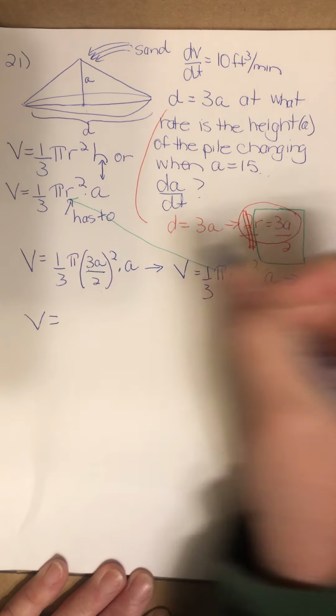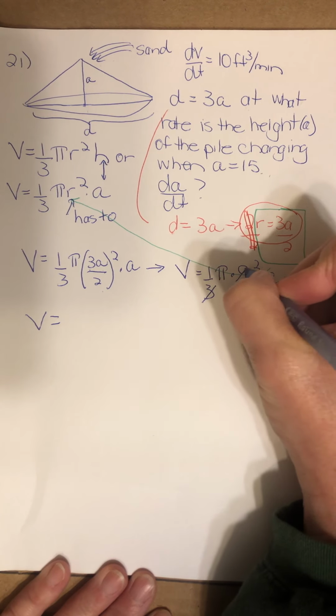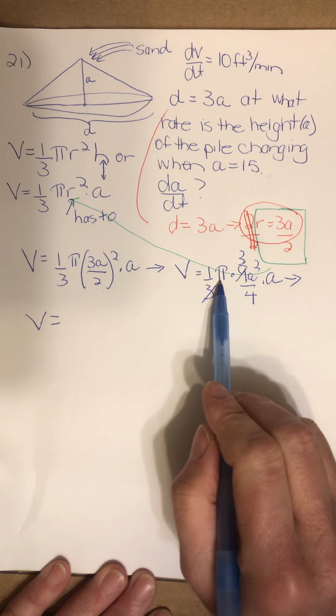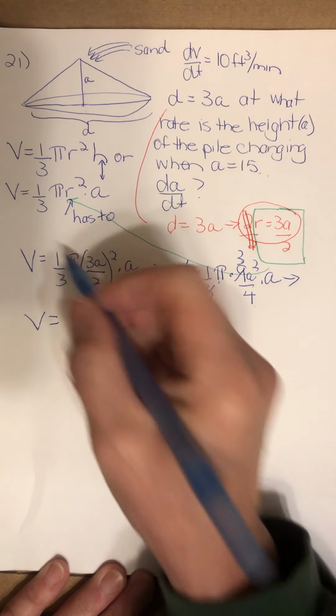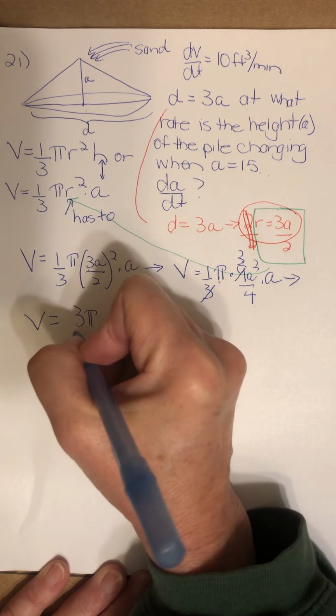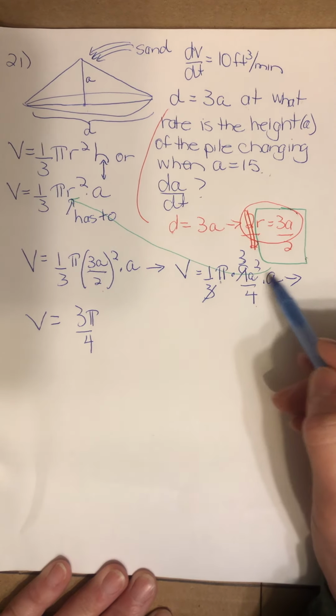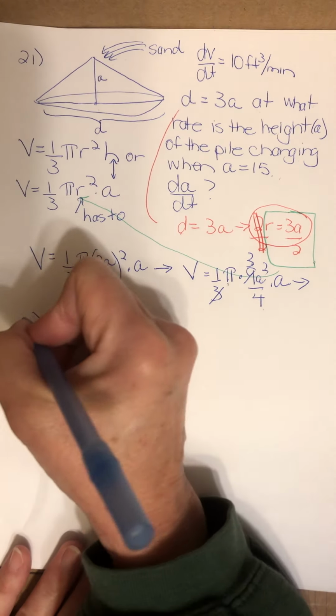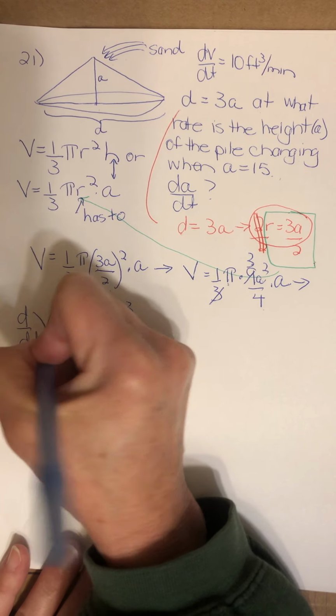The volume equals, let's see, this 3 will cancel and leave a 3 here. And I now have 3 pi over 4 times a cubed. We are now ready to take the derivative with respect to time.